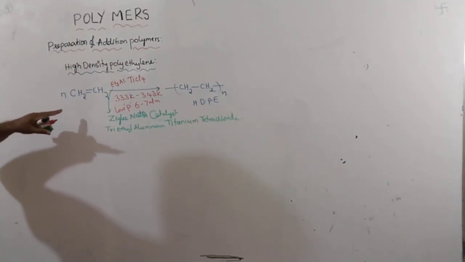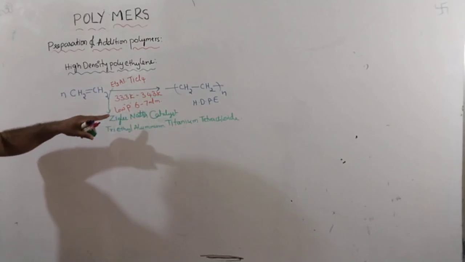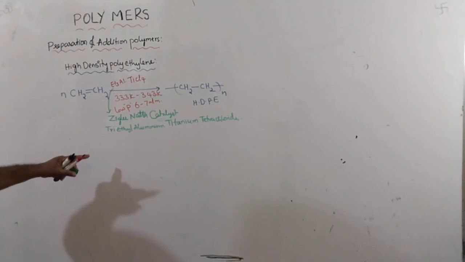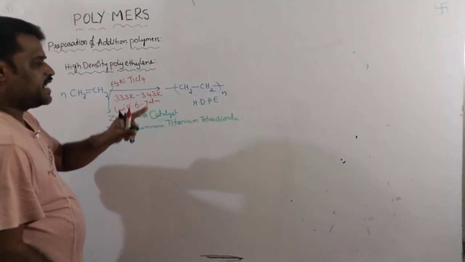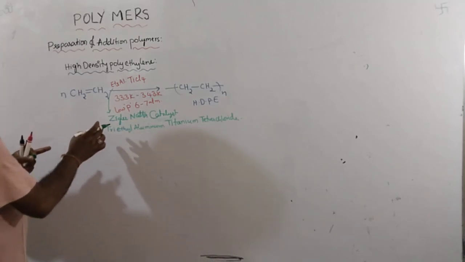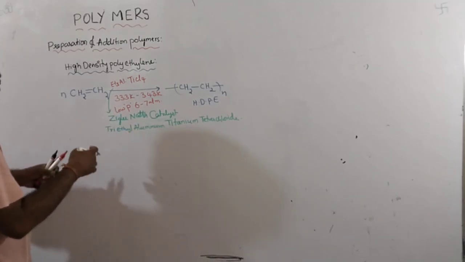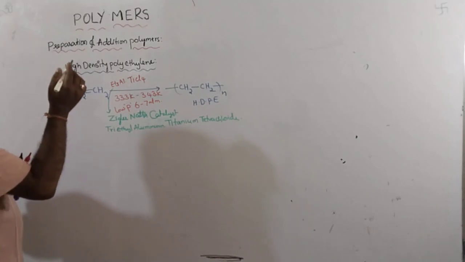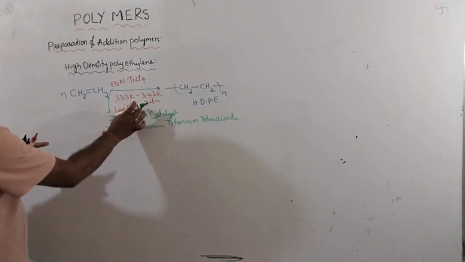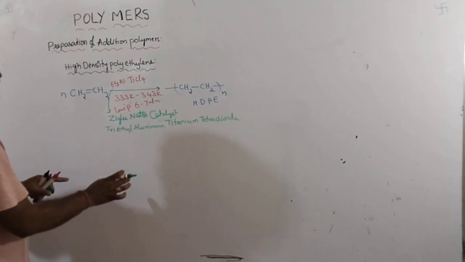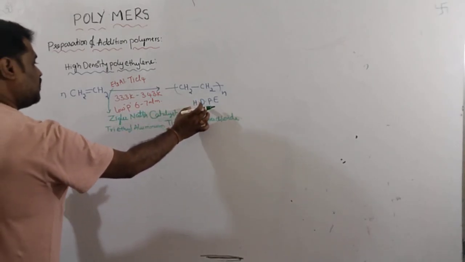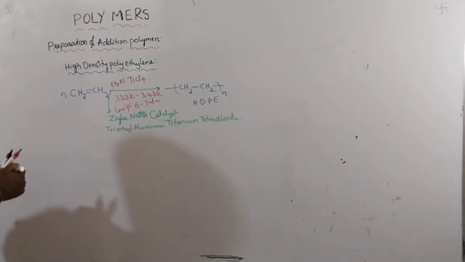Here the reaction is ethylene in the presence of triethyl aluminum and titanium tetrachloride. The temperature is 333 kelvins to 343 kelvins at low pressure, making high density polyethylene. But for low density polyethylene, we use high pressure, nearly 1000 to 2000 atmospheric pressure. For high density polyethylene, we maintain low pressure, 6 to 7 atmospheric pressure, by using the Ziegler-Natta catalyst.